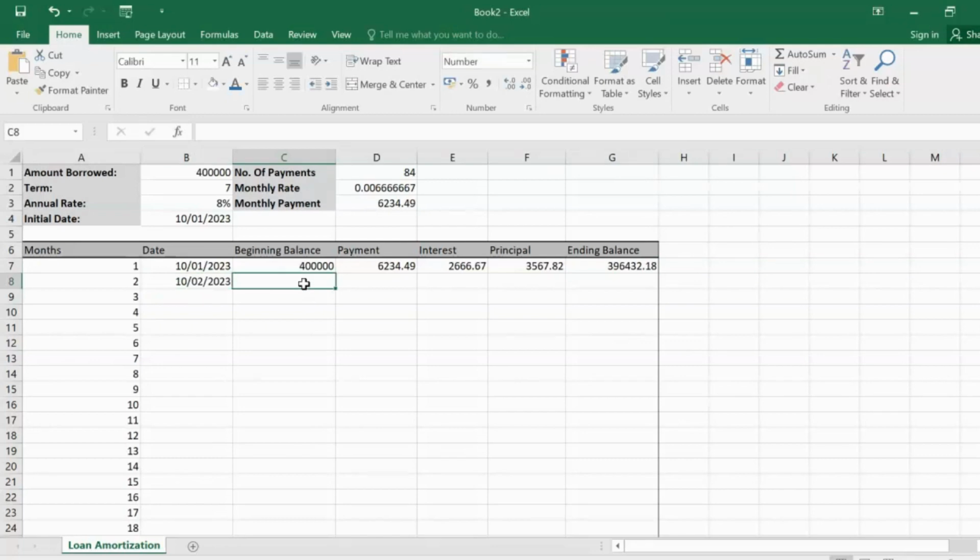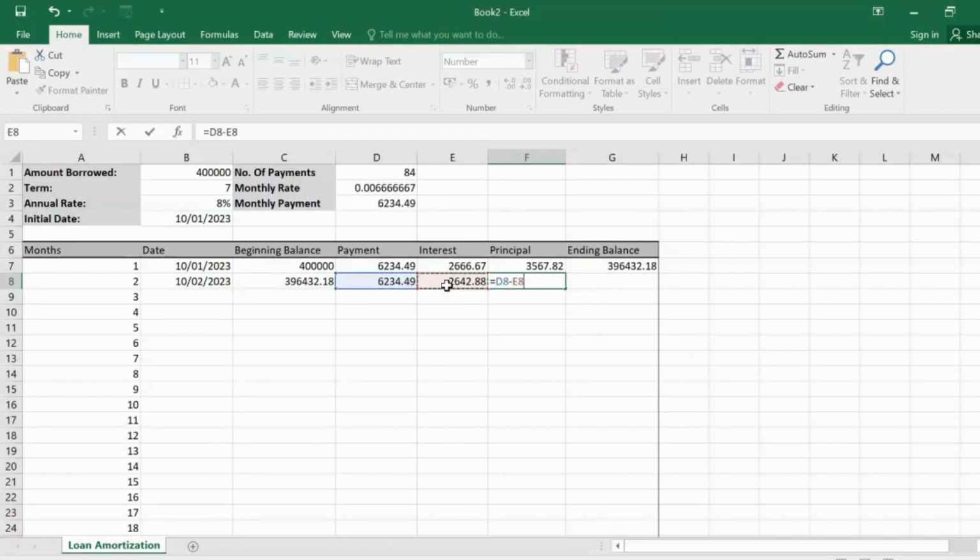Our beginning balance for this second repayment is the ending balance from the previous deduction, and the payment is going to be constant. So the payment is always constant. All right. So this one will be a constant amount throughout. And the interest is our new beginning balance multiplied by our monthly rate. The principal, as usual, is going to be the payment minus our new interest. That's the principal. Therefore, the ending balance will be the beginning balance minus the principal. And there you have it.